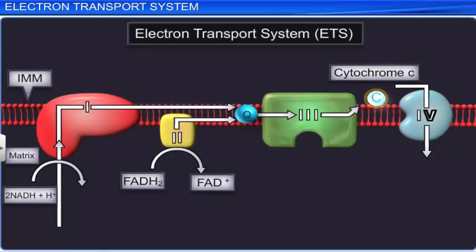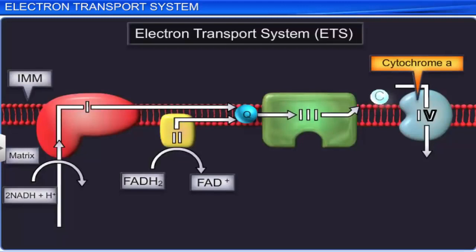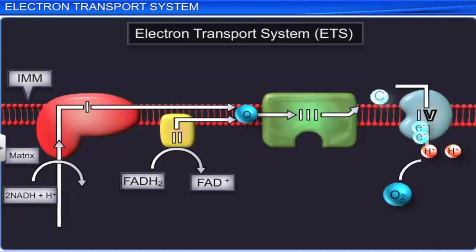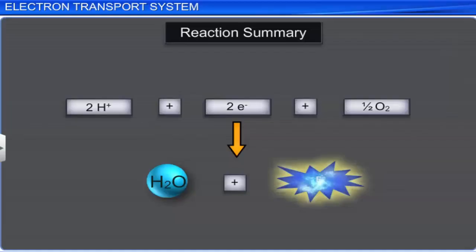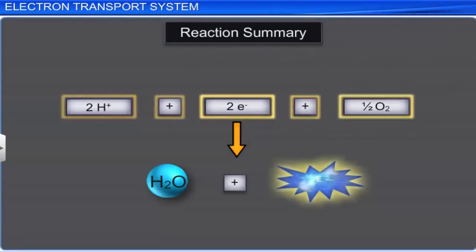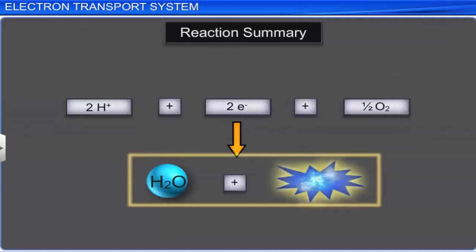Cytochrome C is a mobile carrier attached to the inner membrane of the mitochondria and helps in the transport of electrons between complex 3 and complex 4. Complex 4 contains cytochrome A and cytochrome A3. It transfers the electrons to the final electron acceptor, oxygen. Oxygen, on receiving the electrons, reacts with 2H+ ions and reduces to water and thereby drives the ETS. This reaction can be summarized as 2H+ plus 2e- plus half O2, which results in H2O plus energy.